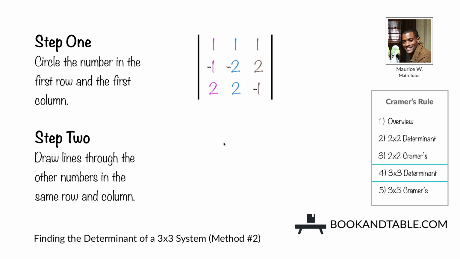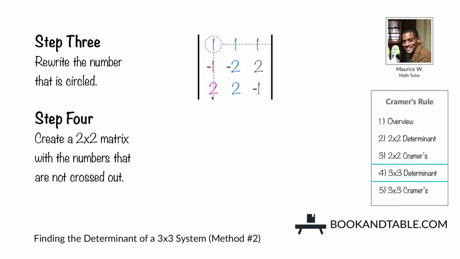Step 1, circle the number in the first row in the first column. So the first row is furthest to the top. The first column is furthest to the left, so that would be here, +1. Now step 2, draw lines through the other numbers in the same row and column. So we draw a line through the remaining row and through that column. Now step 3, rewrite the number that is circled. So this would be our multiplier, 1.